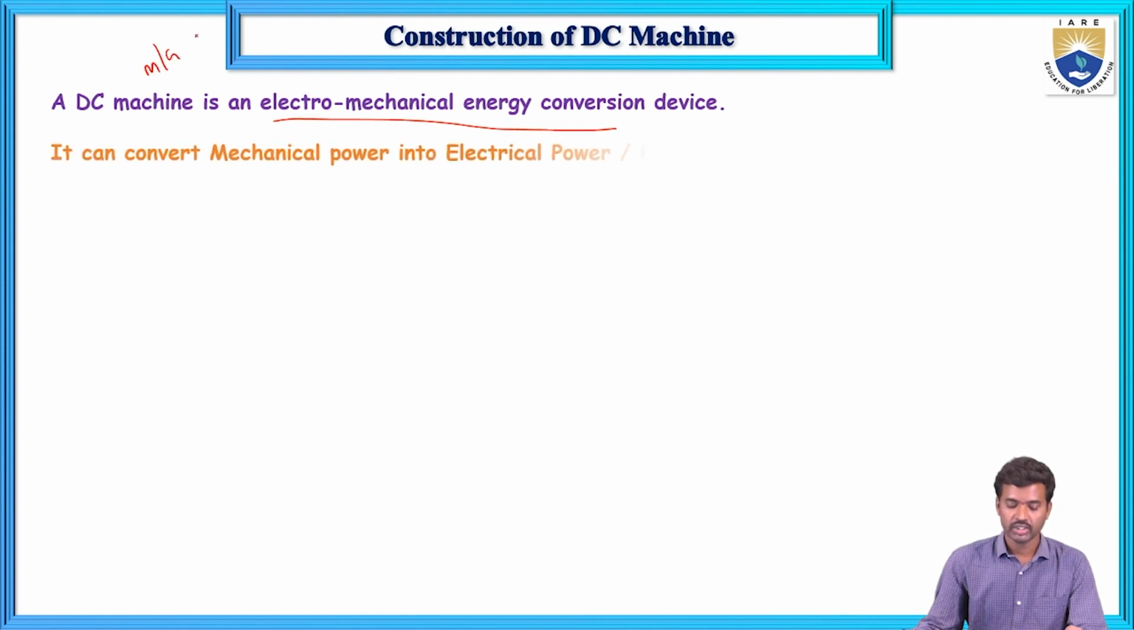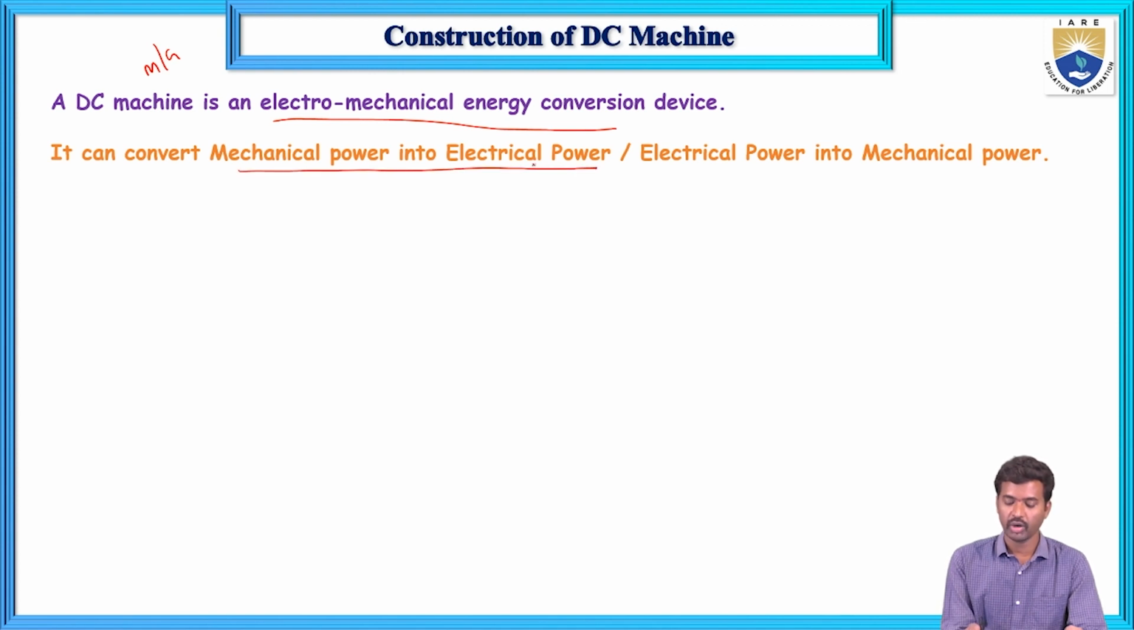Now, what is a generator? It converts mechanical energy to electrical power, that is a DC generator, and converting electrical energy to mechanical energy, that is a DC motor.